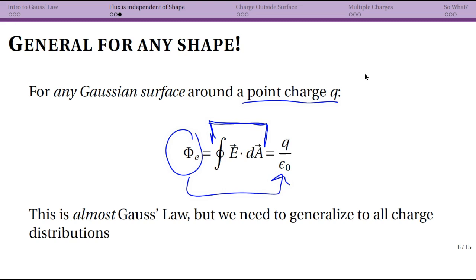So again, this is easiest to directly calculate and to prove if you have a sphere, and for any other shape we can basically argue that it's going to be the same by approximating any other closed surface as a series of radial pieces and spherical pieces. So we now see that flux doesn't actually depend on what the Gaussian surface is, but for most of our calculations it will matter what we choose our Gaussian surface to be simply so that we can do the math. So we're not to Gauss's law. We need to generalize to all charge distributions, but we're almost there.